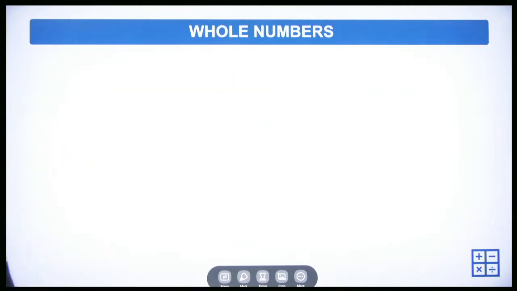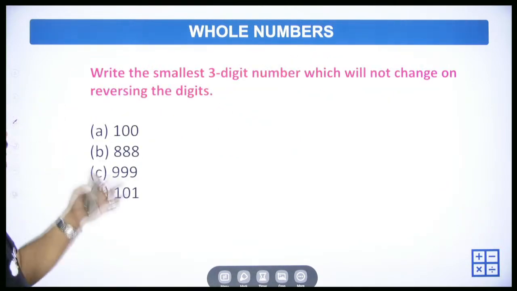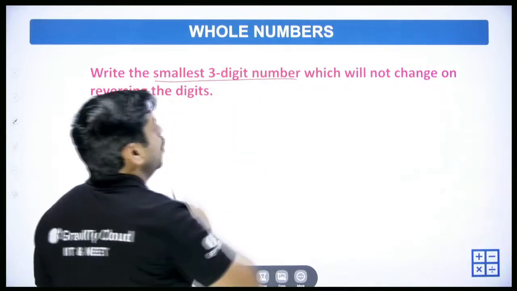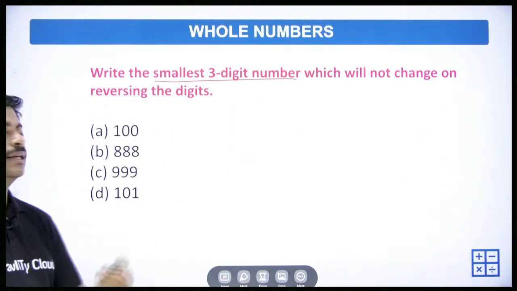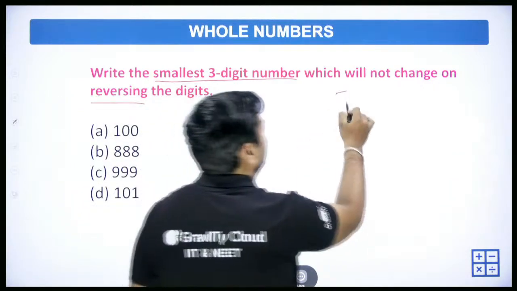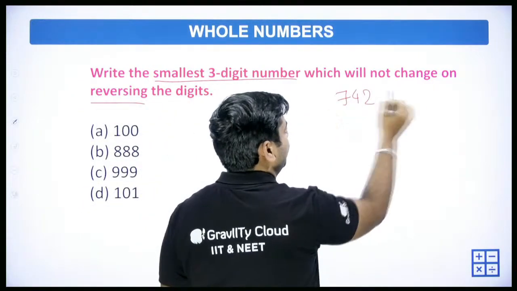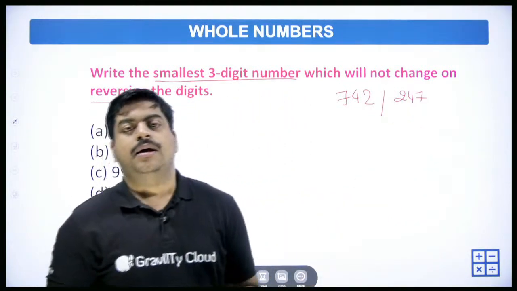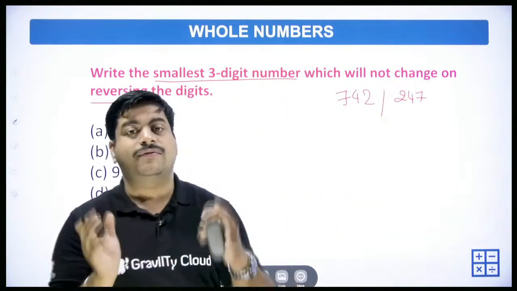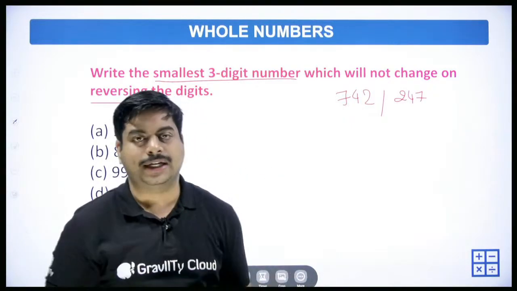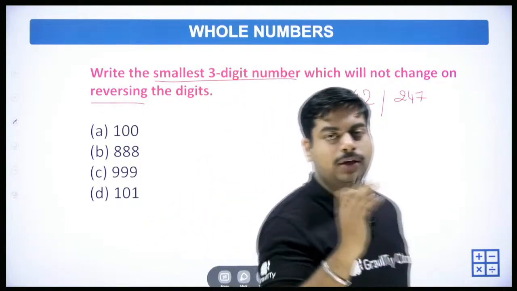Let's move to the next question. Write the smallest 3-digit number which will not change on reversing the digits. What do you mean by reversing? If you have a number like, let's say, 742, the reverse of that becomes 247. So we need numbers that do not change even after reversing the digits, from front to back and back to front.